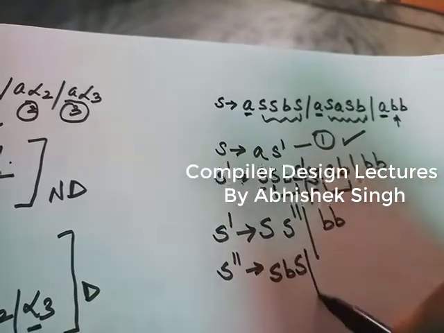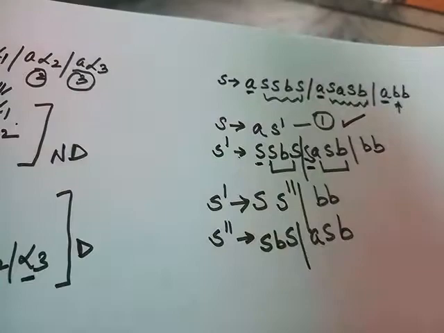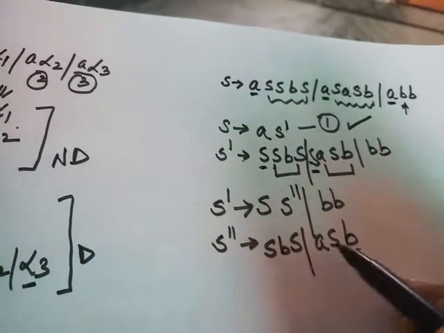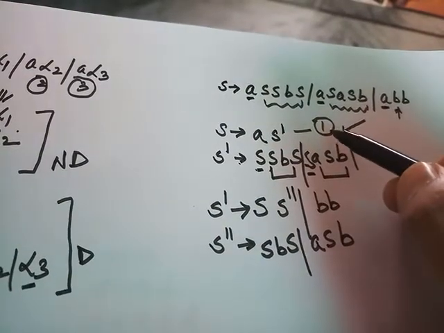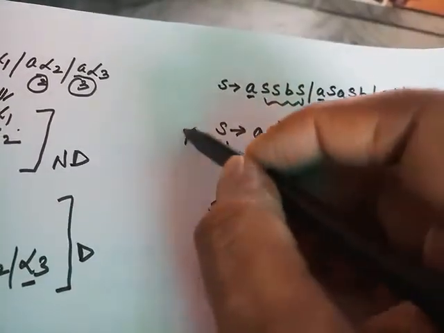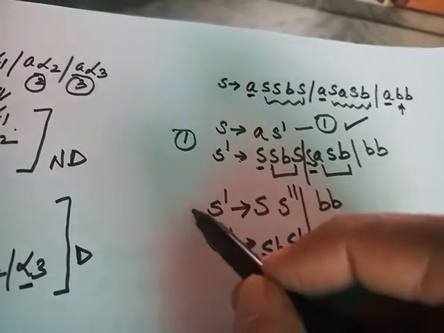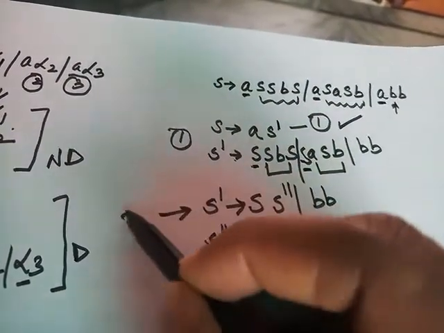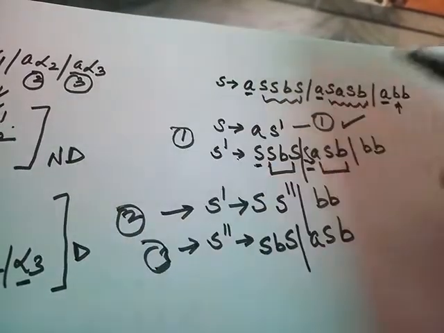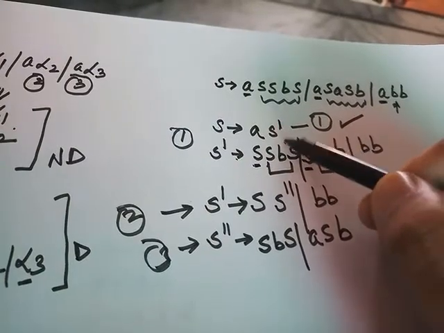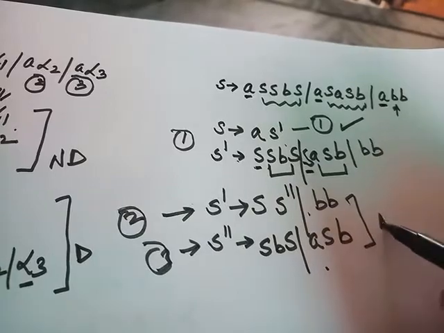SBS slash ASB. Now again you have to check, is there anything common? No, there is S, there is S. So total how many productions? Production number 1, which we generated in step number 1. Then again we got some commons, so this is my second production, and this is my third production. So total how many productions did we get? 1, 2 and 3. So this is your answer.